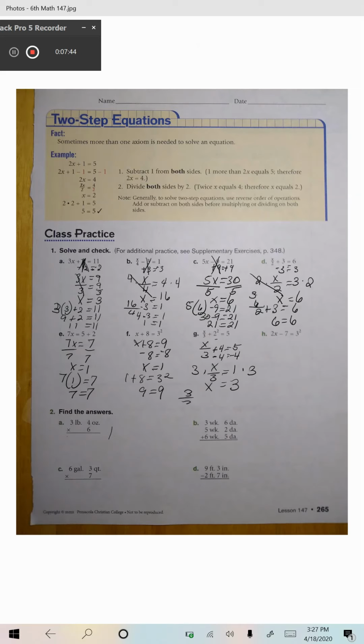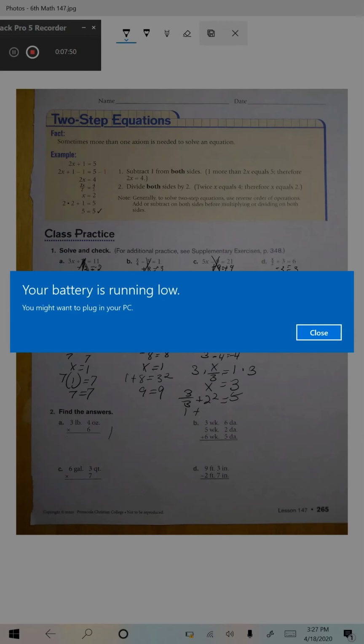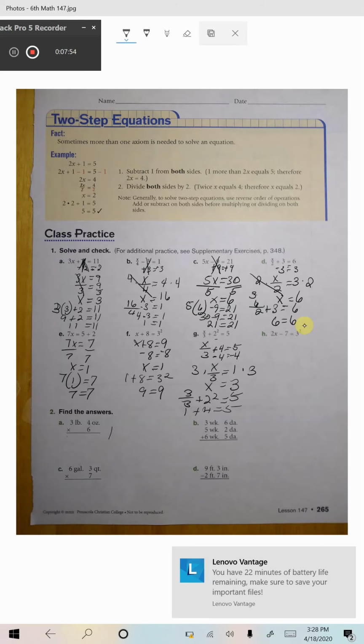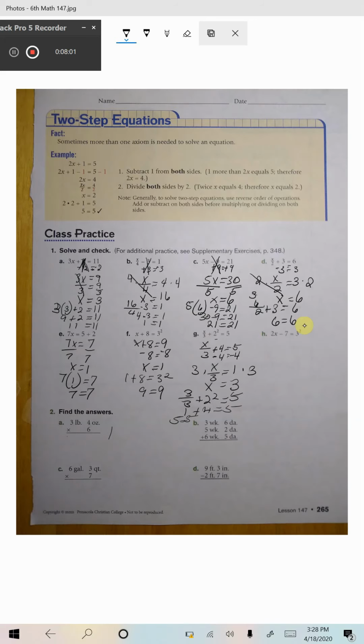So now we have 3 over 3 plus 2 squared equals 5. Now it's 1 plus 4 equals 5. 5 equals 5. My computer's talking to me. Alright.